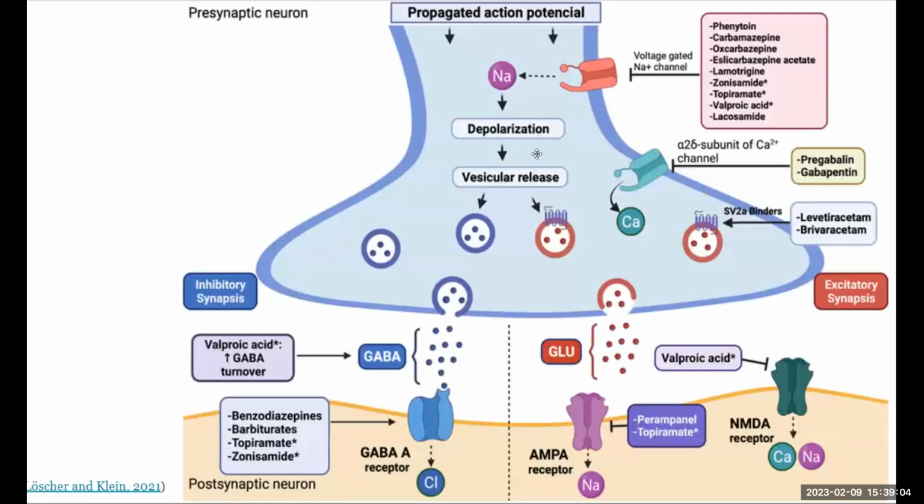So this is a presynaptic neuron. If you think about it, sodium through the voltage gated sodium channel would lead to depolarization and vesicular release, which requires calcium as well. So the calcium channel becomes important in it as well. Then if it is an inhibitory neuron, increased vesicular release will lead to increased GABA concentration over here and at the GABA receptor.